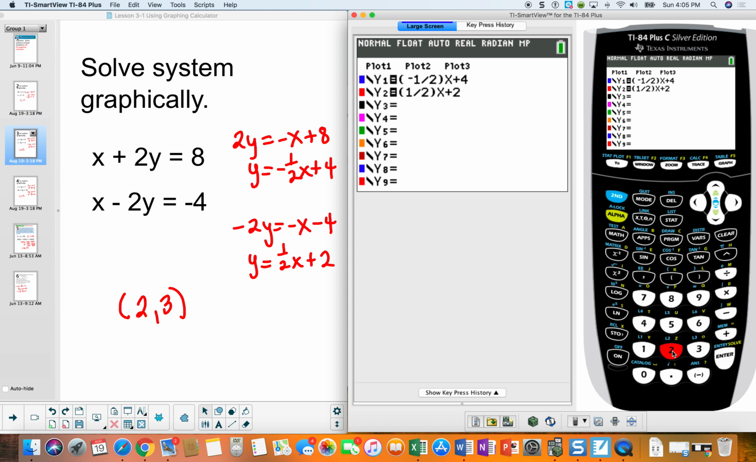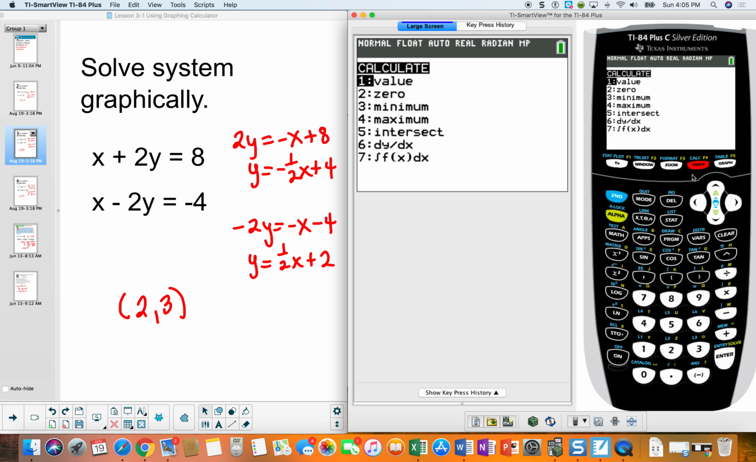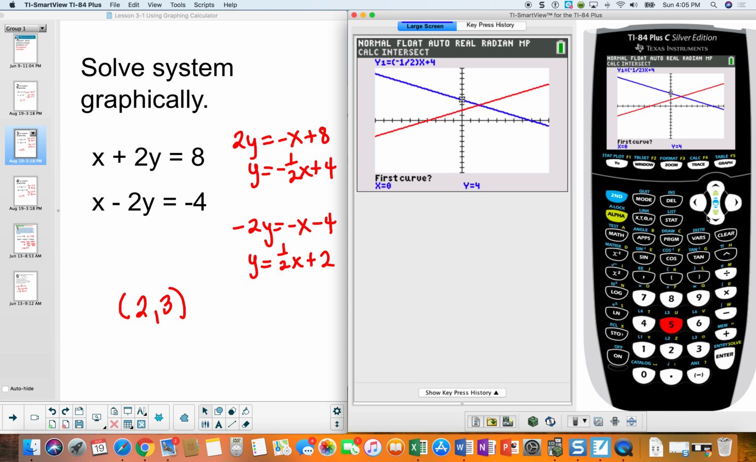Now, I know my graphing screen is -10 to 10, so I'm just going to press the button graph to see the two lines being graphed. And at this point, I want to find the intersection, which is under calculate, second, calculate. I want to go to 5. They're saying, do you want to use this blue line? Enter. You want to use this red line? Enter. And then we can use the right arrow to get a little closer to our intersection. Press enter. And the answer is 2, 3. That's what the calculator says. That's what we got before.